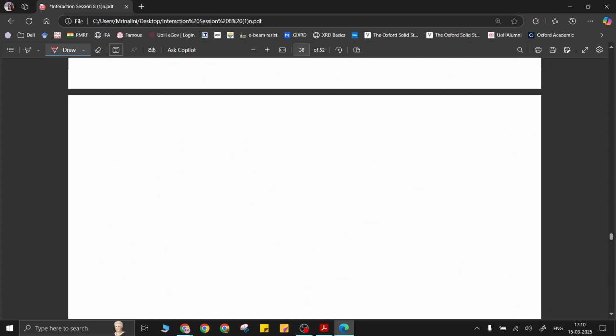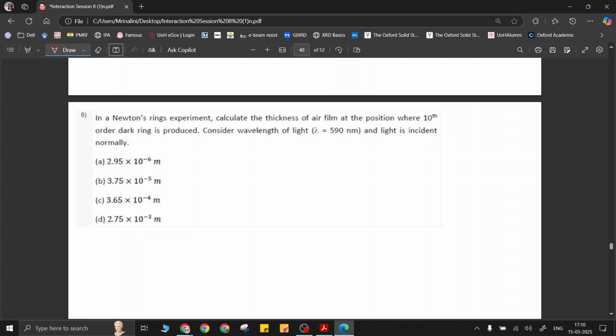So now the next question, just question 8. Here again this is on Newton's rings experiment. The question is, in a Newton ring experiment, we have to calculate the thickness of air film. So this is our setup, this is touching. This is the air film we are talking about, this gap. We have to find out the thickness of air film.